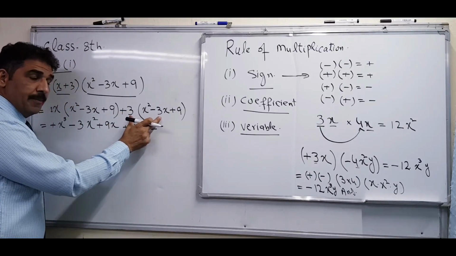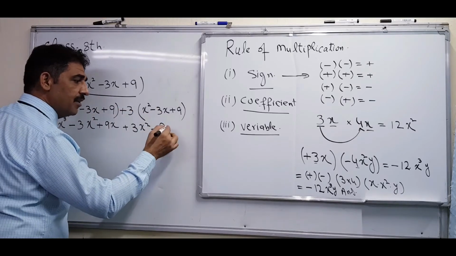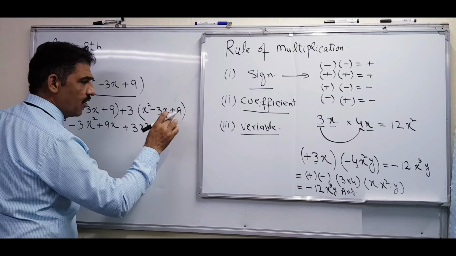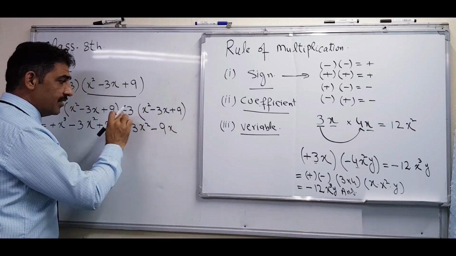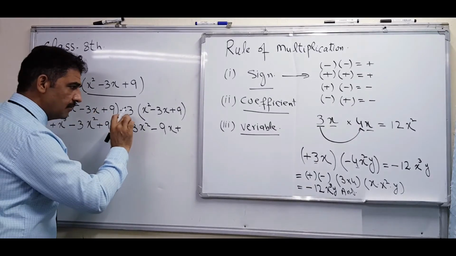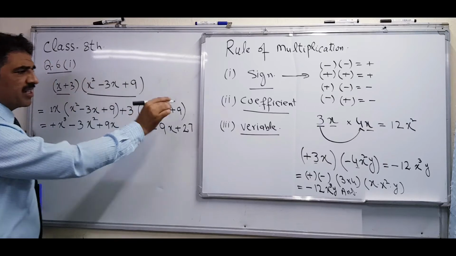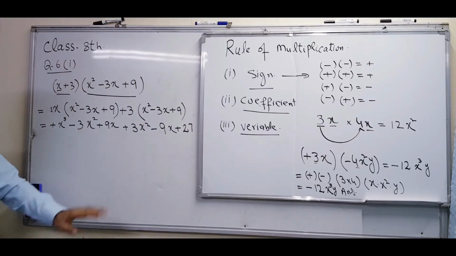3 into 3, 9. But the variable is the same, because x ones are x. So here plus into plus, 3 nines are 27, because there is no variable here, so it will remain the same.